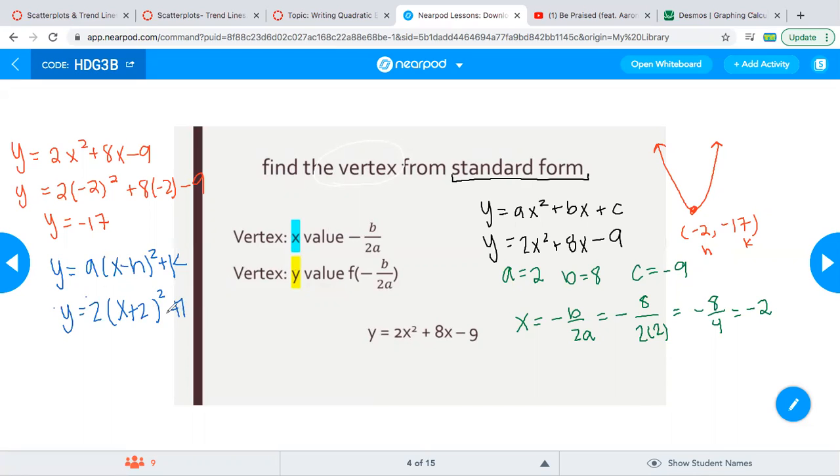Absolutely. So we have our A value. Our A value is 2. And then we have our H and K, and perfect. We know it's opposite, so X plus 2 squared, and then minus 17. So that's my equation in vertex form. Beautiful.